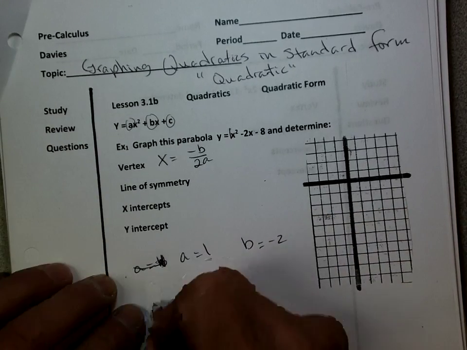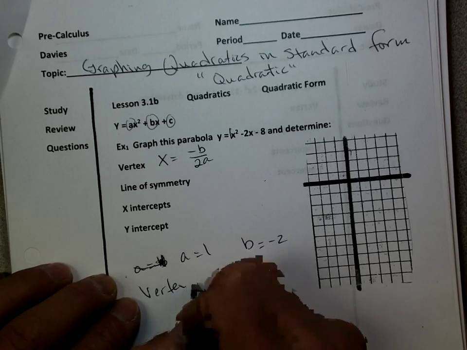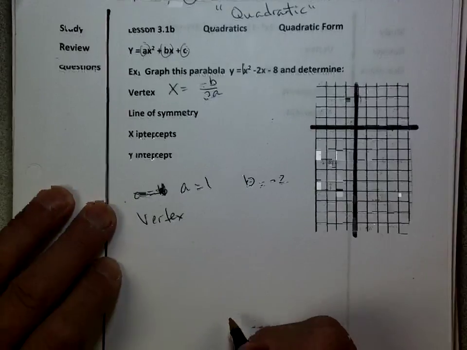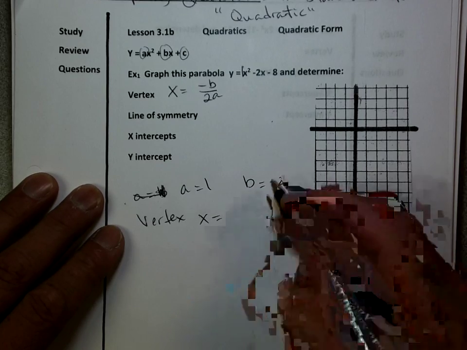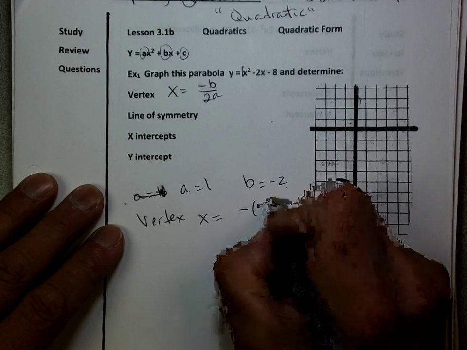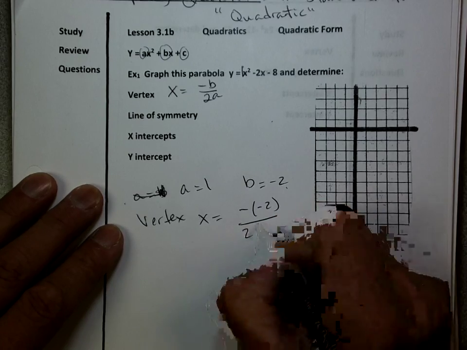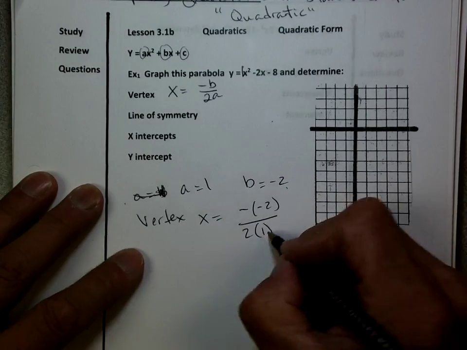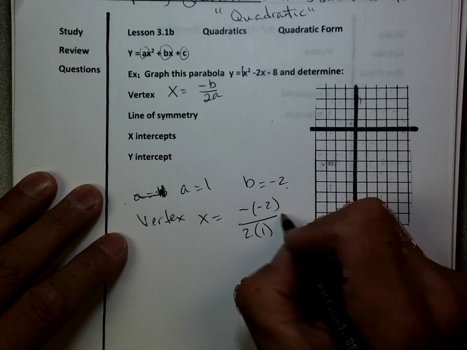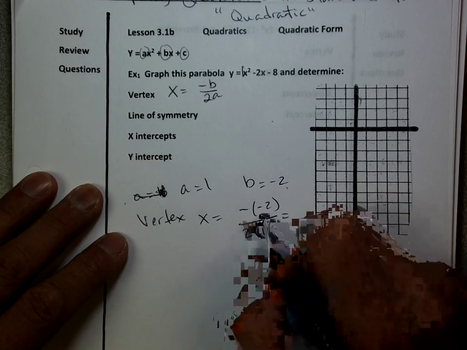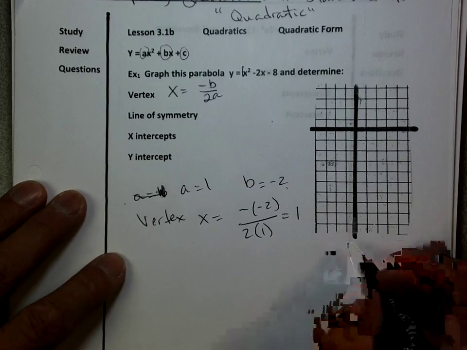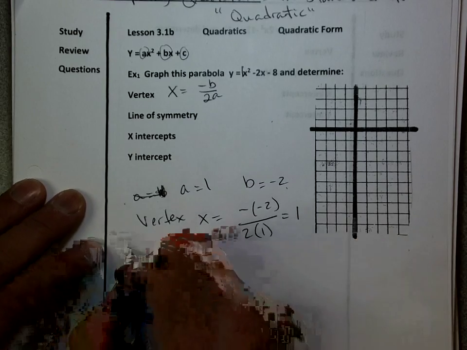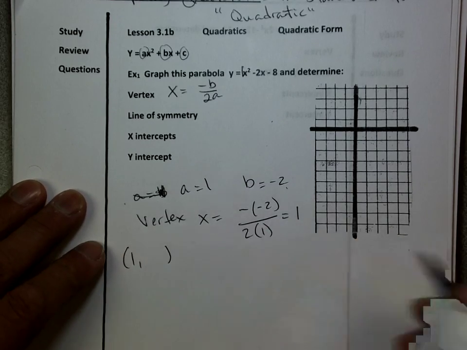So the vertex, we're going to put as x equals negative b, which is negative 2, over 2 times a, which is 1, which of course is 2 over 2, which is 1. So that's the x value of the vertex. So all we know so far is the vertex is 1 something.